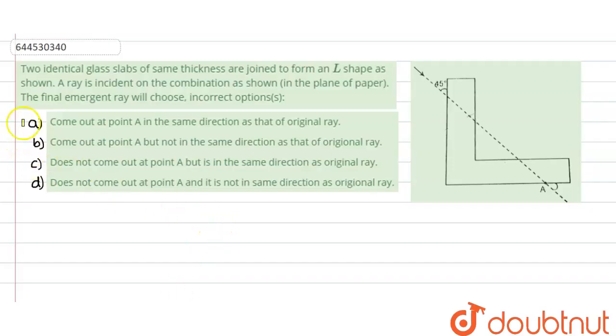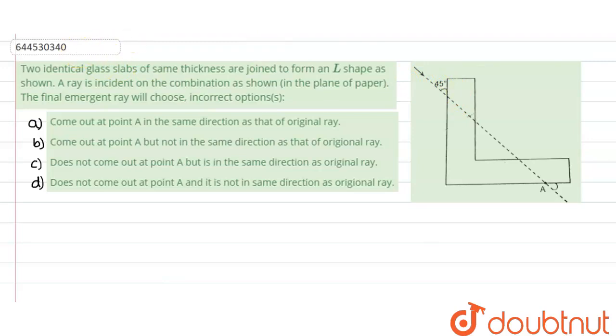Hello everyone, let us start with our question. In this question, it is given that two identical glass slabs of the same thickness are joined to form an L shape as shown in the figure. Now a ray is incident on the combination as shown. We need to find the incorrect option for the final emergent ray. This is the incident light ray, which makes an angle of 45 degrees with the surface.